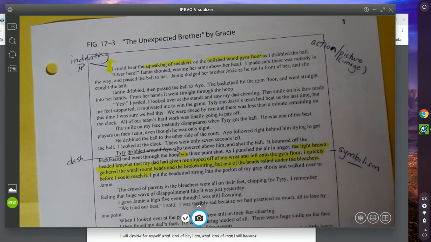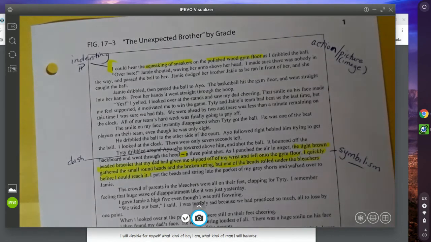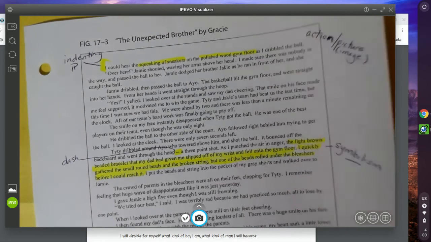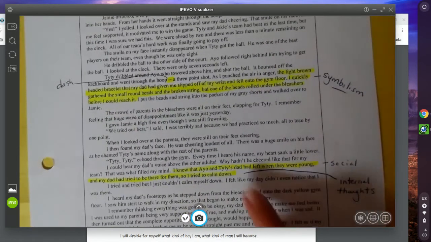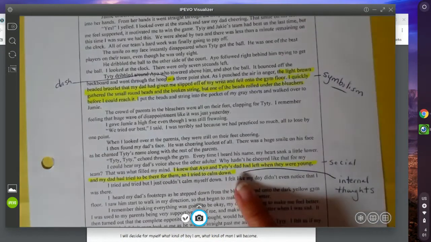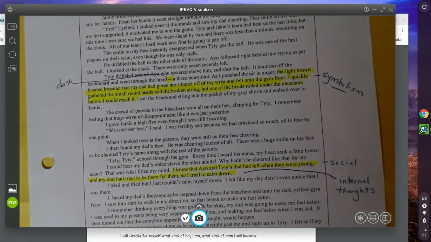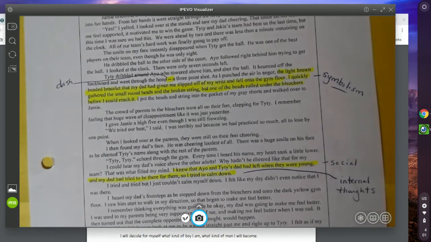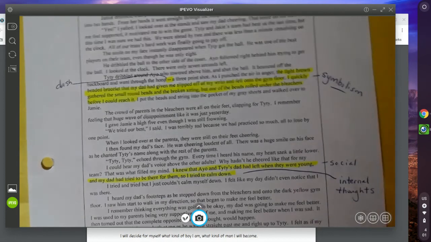The social aspect. "I knew Io and Tidy's dad had left when they were young." We get this social relationship, and "my dad had tried to be there for them, so I tried to calm down." And the internal thinking, what she's thinking at that point, about how she's trying to talk herself out of being upset. So that's important, and you might be able to weave some social discussion and internally what you're thinking during that time, the internal thoughts.